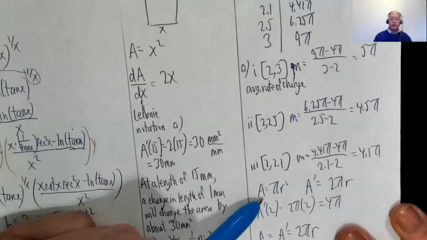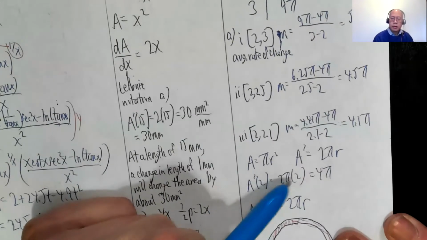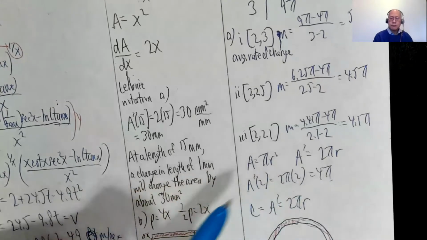Okay, area is pi r squared. The derivative A prime is 2 pi r. Plug in 2: 2 pi times 2 is indeed 4 pi. So we seem to be approaching 4 pi.